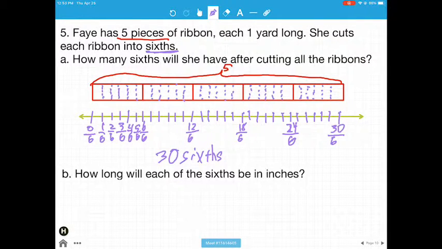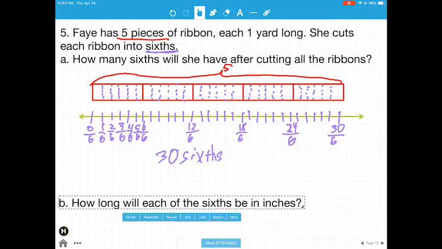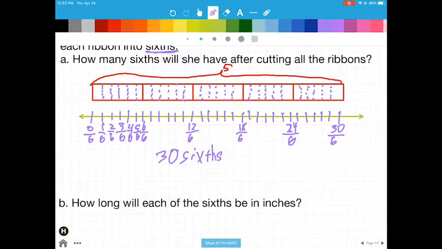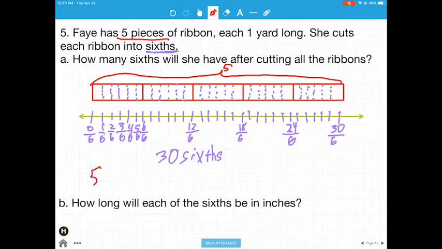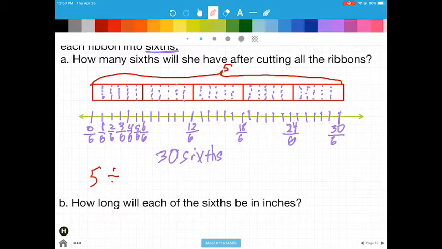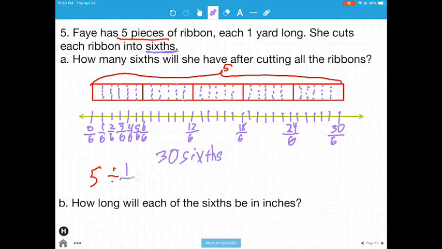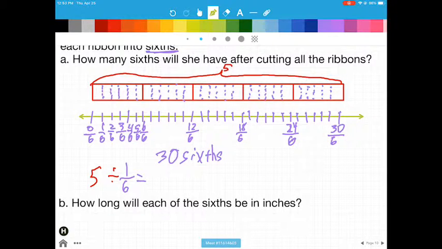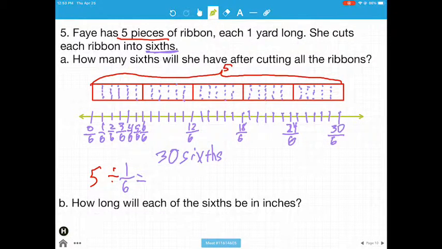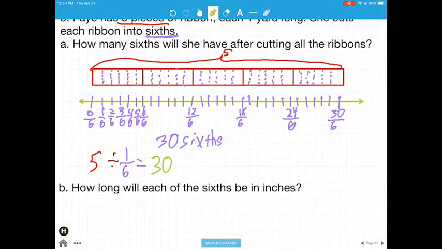Okay, so what's the problem? The problem is our 5 is divided by 6's. So that's close to that first problem that we had. So this is actually a multiplication, and it equals 30. How long will each of the 6 be in inches?